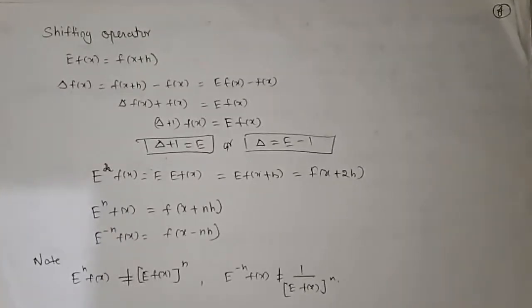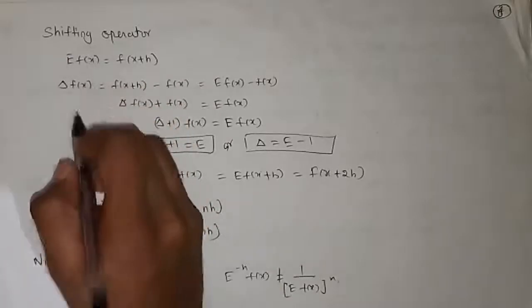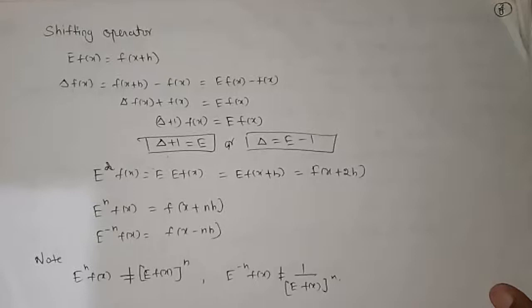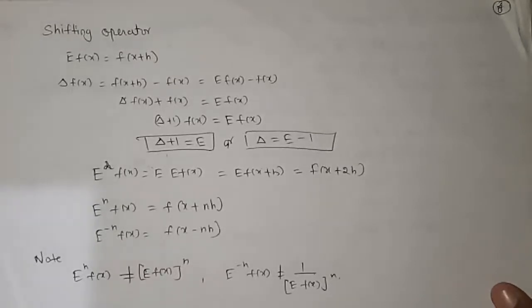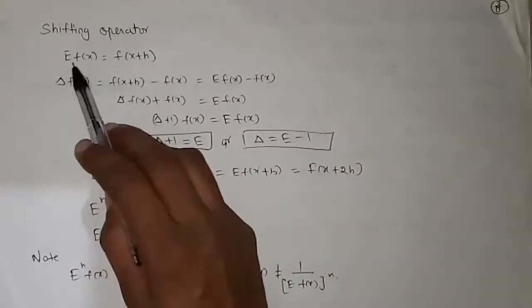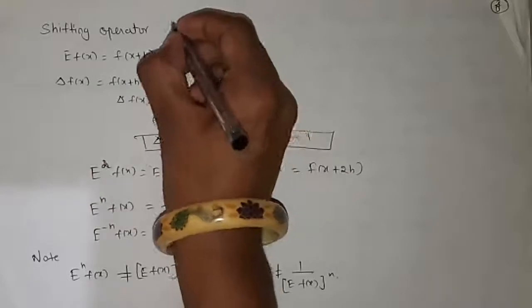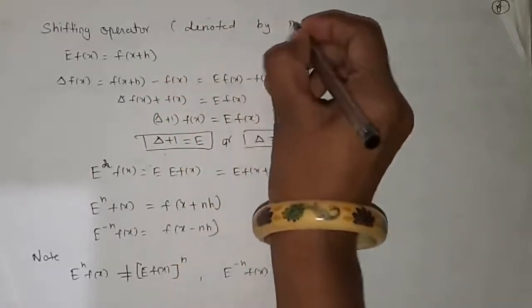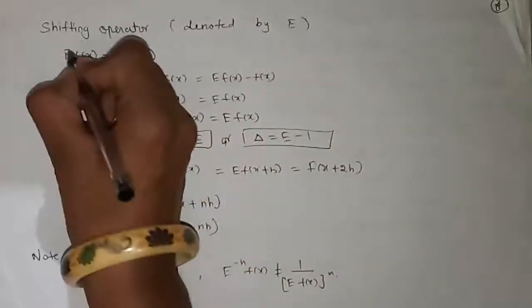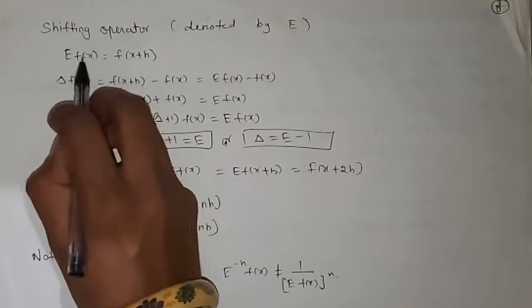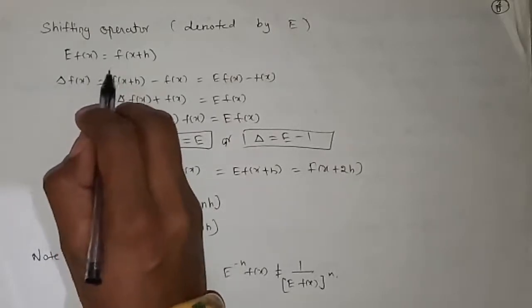Now the next one is the shifting operator. Now what is the shifting operator? In this practical we are studying three operators. The first one is the forward difference operator, the second one is the backward difference operator, and our third, last one, is the shifting operator. So what is that? The shifting operator is denoted by capital E. So what does it do? The shifting operator shifts our function to its next point, next argument.